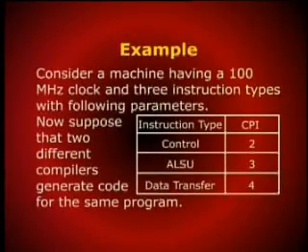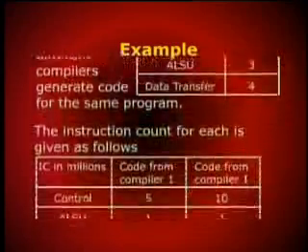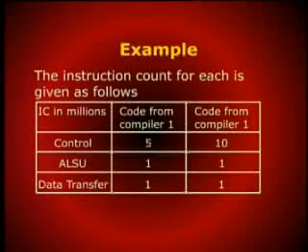Consider a machine having a 100 megahertz clock and 3 instruction types with the following parameters. Now, suppose that two different compilers generate code for the same program. The instruction count for each is given as follows. The number of instructions in millions for code 1 from compiler 1, for example, is 5 for control instructions, 1 for ALSU, and 1 for data transfer.